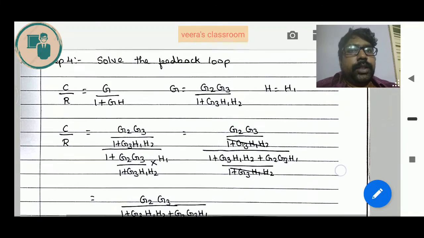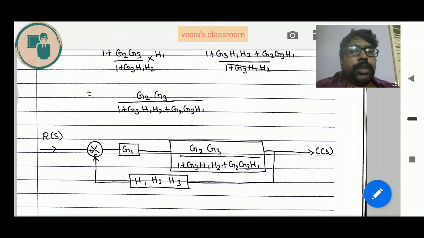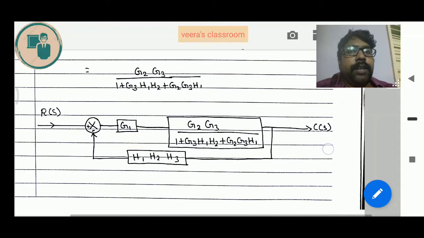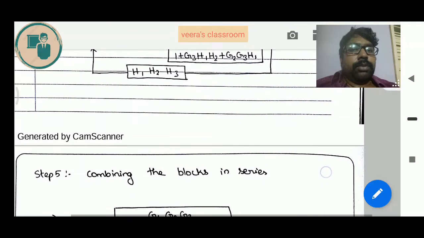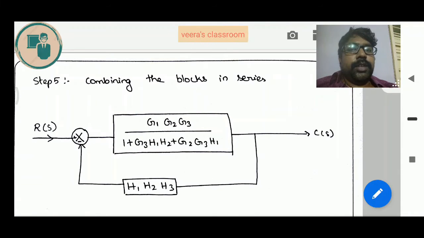So we found the term for this feedback loop, and this is replaced in the diagram. When we replace, we find that we have another transfer function G1 in series with the entire term. So the next step is combining the blocks in series. When we combine the blocks in series, it is going to be G1 G2 G3 divided by 1 plus G3 H1 H2 plus G2 G3 H1. Now we have a feedback loop. The feedback element is going to be H1 H2 H3 and the transfer function is G1 G2 G3 divided by 1 plus G3 H1 H2 plus G2 G3 H1.